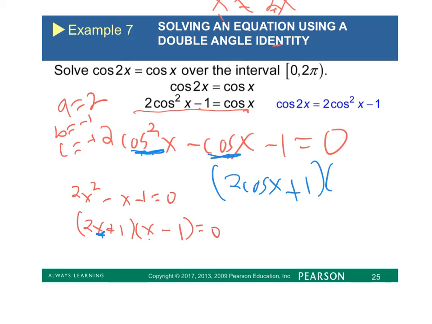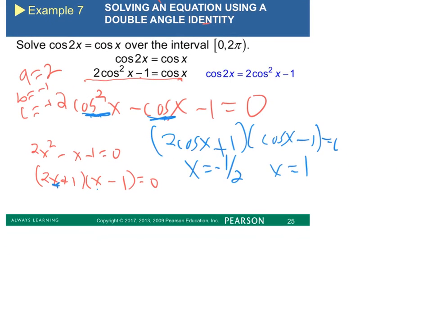That's not a 2, that's just a cosine of x, minus 1 equals 0. X could be a -1/2, and x could be a 1. There are two cases: cosine of x is a -1/2, and cosine of x is a 1.